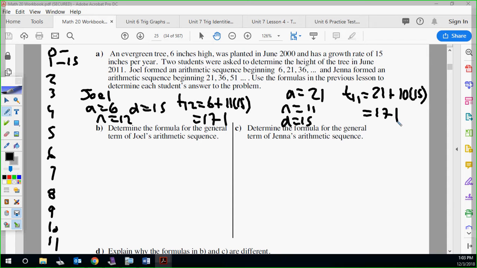Okay, determine the formula for the general term of the sequence for Joel. So what was his general term? We're just going to simplify what he did. He has T sub n is A plus n minus 1 times D, and we're going to plug in everything he used. So he used 6, and he used 12.